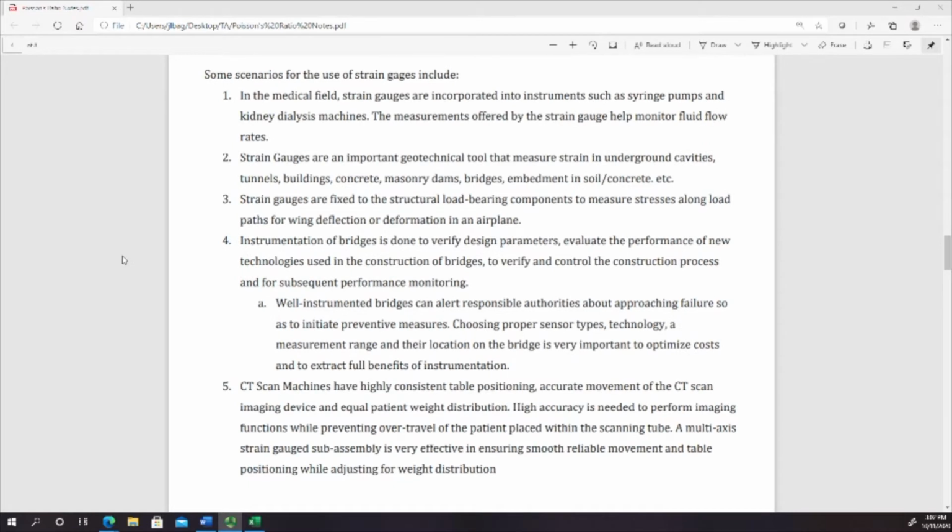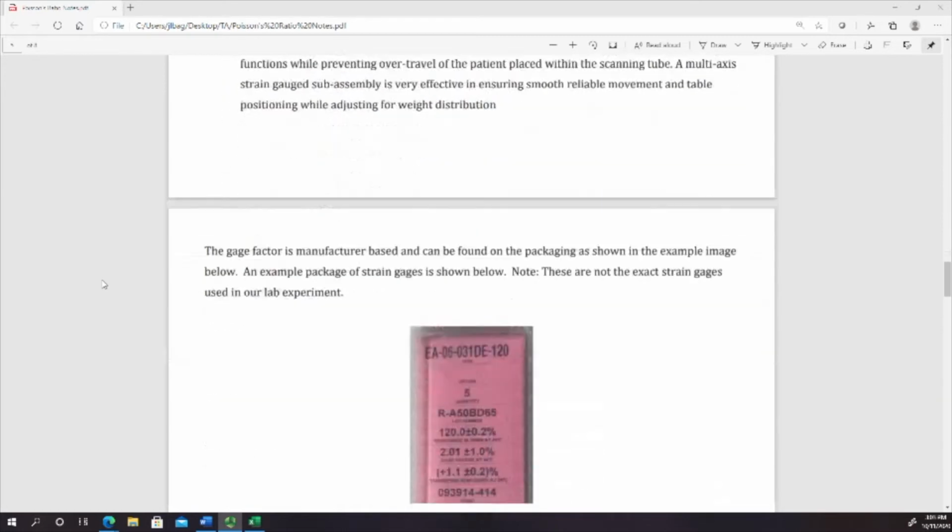So just some general examples of where you might see strain gauges in use. A lot of cases lately have been in the medical field, so strain gauges are incorporated into instruments such as syringe pumps or kidney dialysis machines. They're also important in geotechnical tools, so if you're looking at tunnels, buildings, concrete, bridges, they can be fixed on structural load-bearing components to measure the stresses along load paths. They also can be used in CT scan machines and various other applicable sections. So this is just a brief overview of a couple of instances you may see them used. This is in no way a comprehensive list.